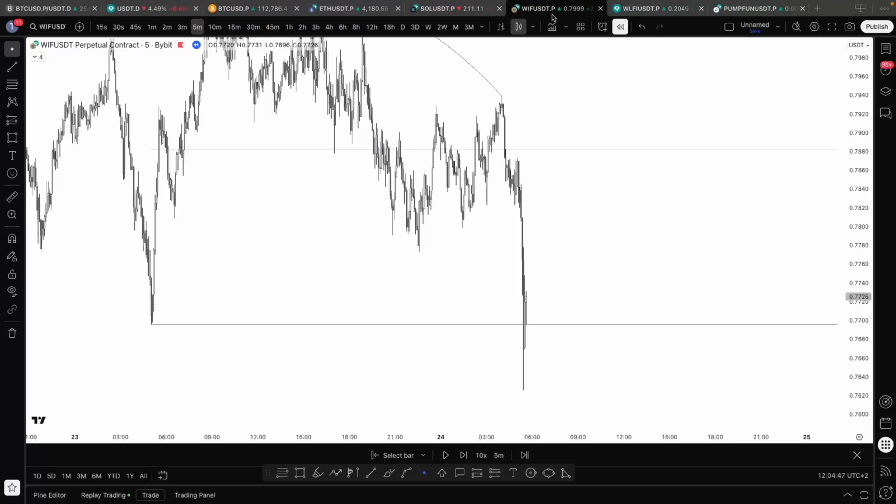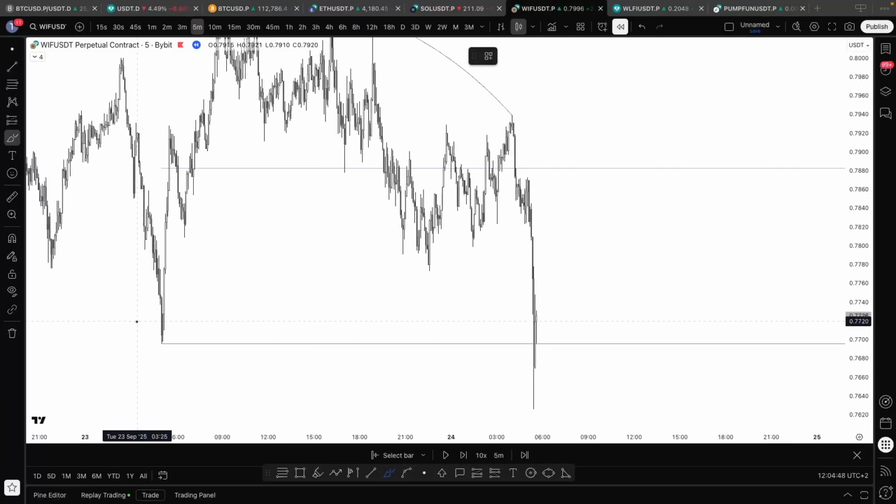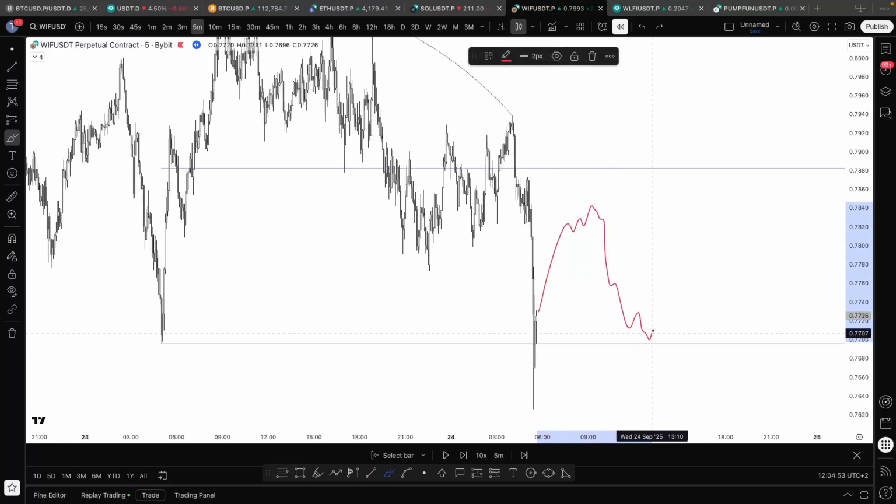Like on WIF, we only had a tab 1 and a tab 2. So what do we need? Price to go higher, form a tab 3.